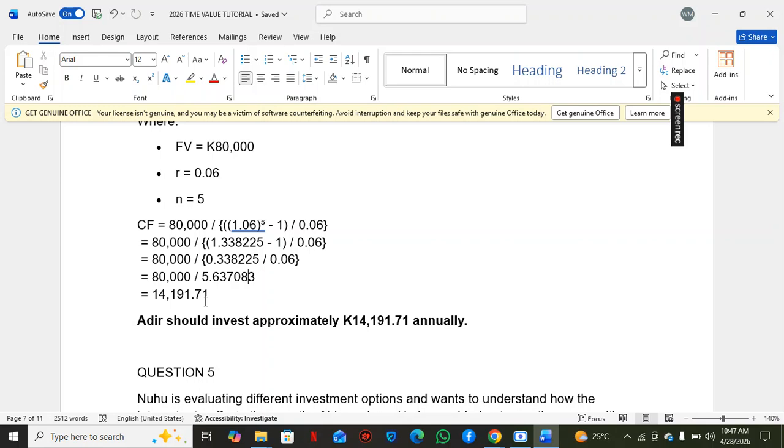But we're dealing with an ordinary annuity here. No, this is not the present value. You're using the future value because in the question it stated how much you want to have in the future. So I'm using the future value of an ordinary annuity formula and want to find the cash flow. And after we've done the calculations, the cash flow is 14,191.71. So this is how much the person should be investing annually.